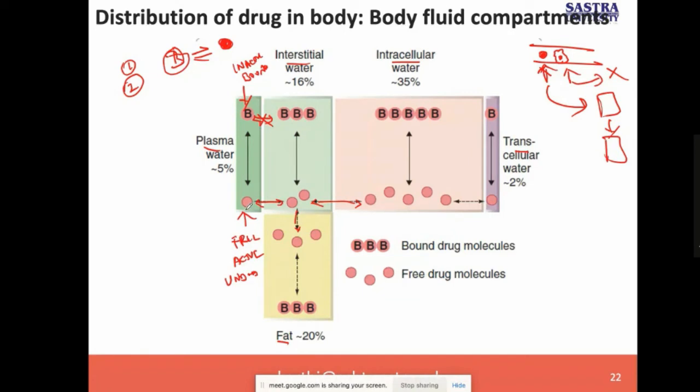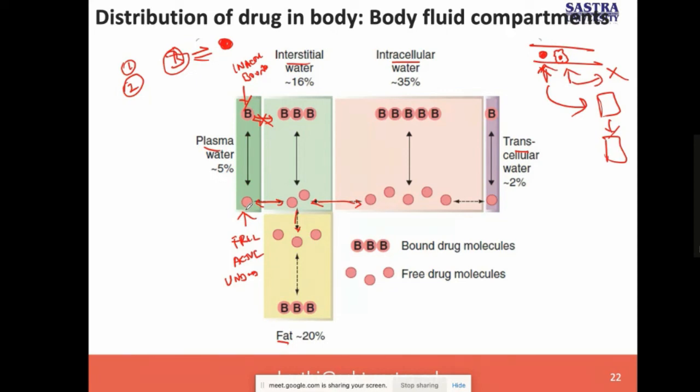Yes. So can you now tell why the bound form cannot be transferred from one compartment to another compartment? What's the reason? We are saying that the free molecule can be transferred. It can freely move from one compartment to another compartment. Why can the bound drug molecule not be transferred?